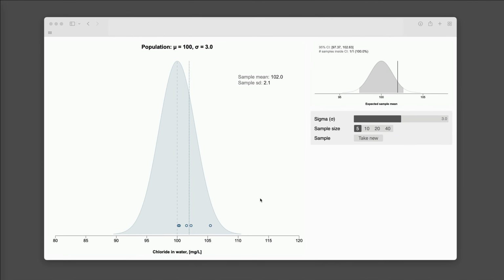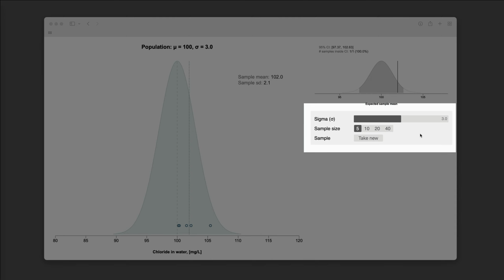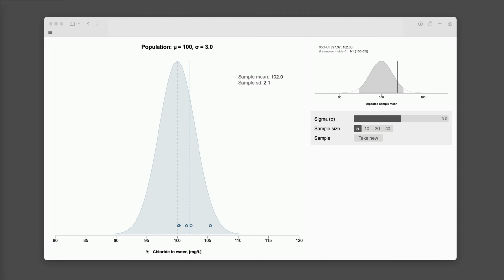This app helps to understand how the average value of a random sample taken from a population varies around the true population mean. What you see here, we can change three things. We can change the standard deviation of the population. By default, it's 3. And you can see that the population is the chloride in water.